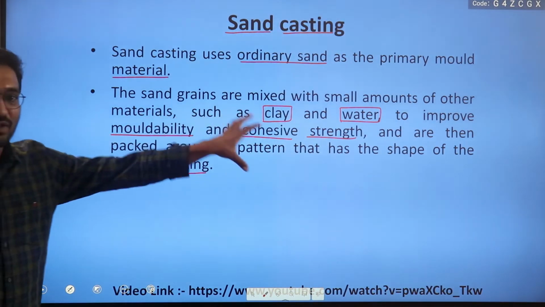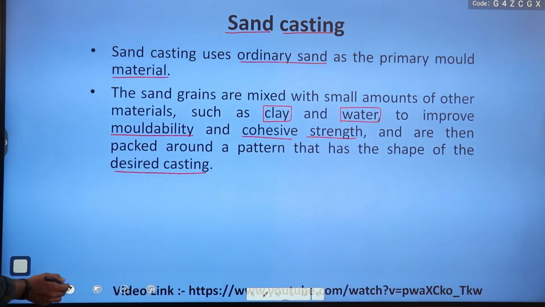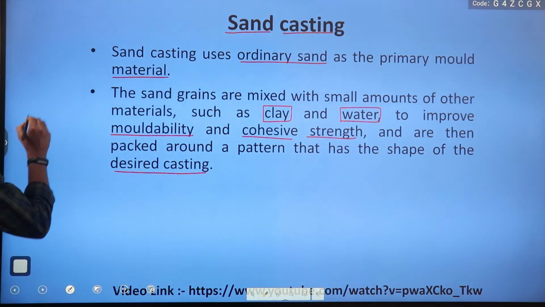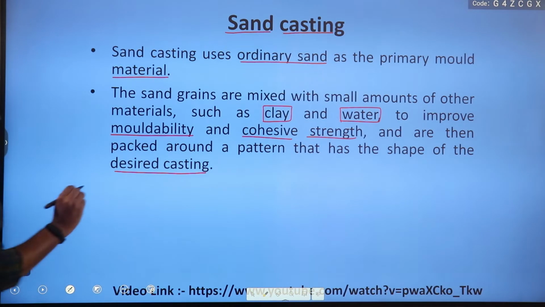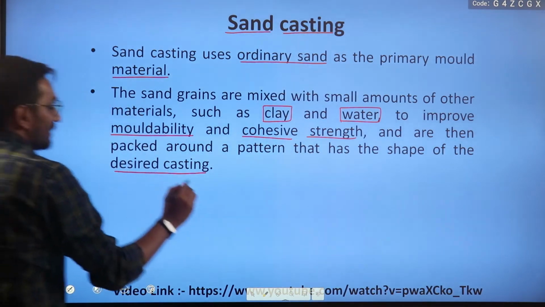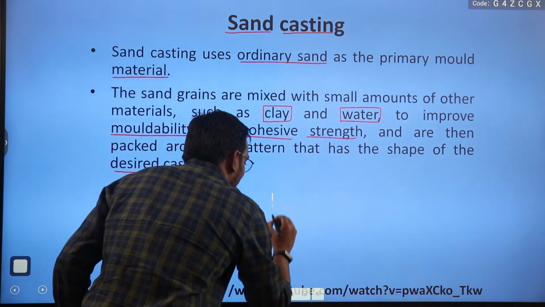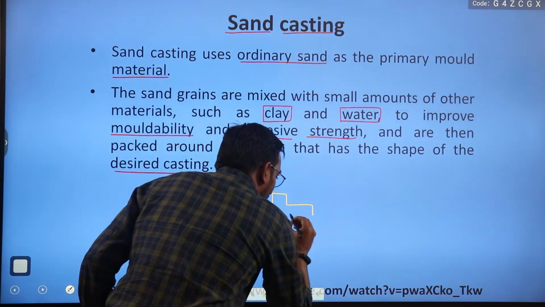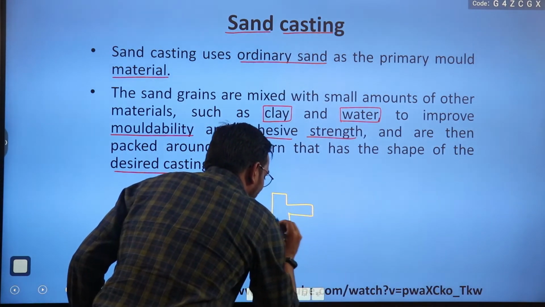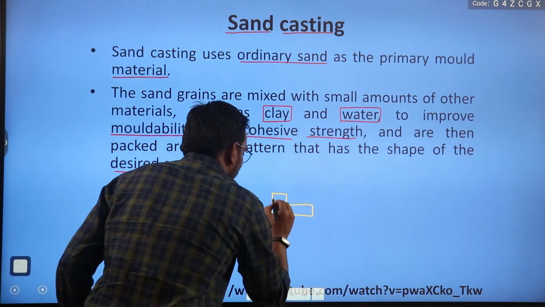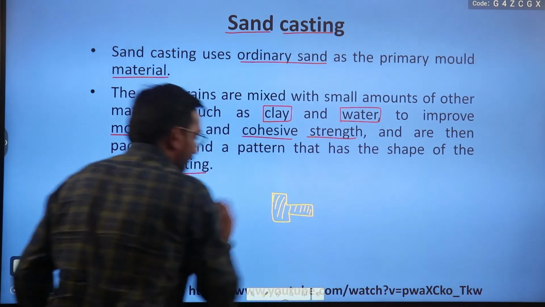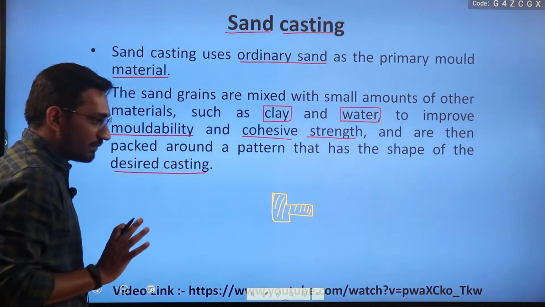What is the process which we are doing? I will explain it. Just see. What I am saying is, suppose you have to make a casting of this shape. Suppose you have to make a casting product of this shape, right? I want to make a casting product of this shape.